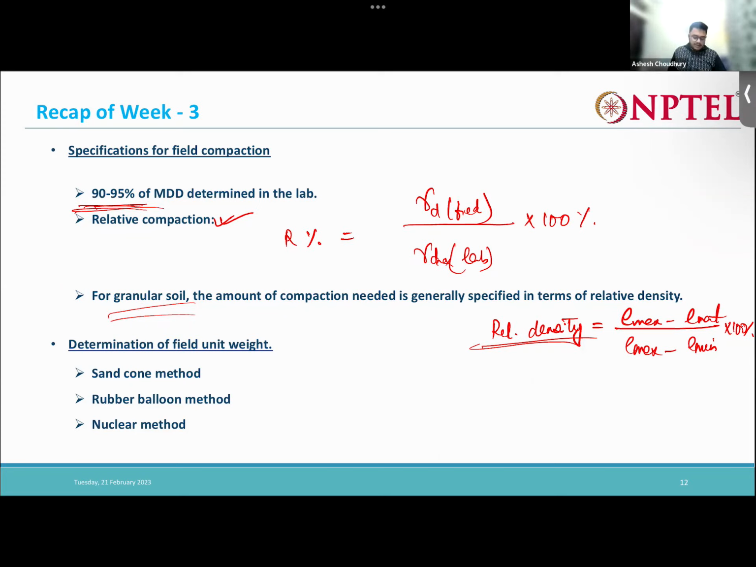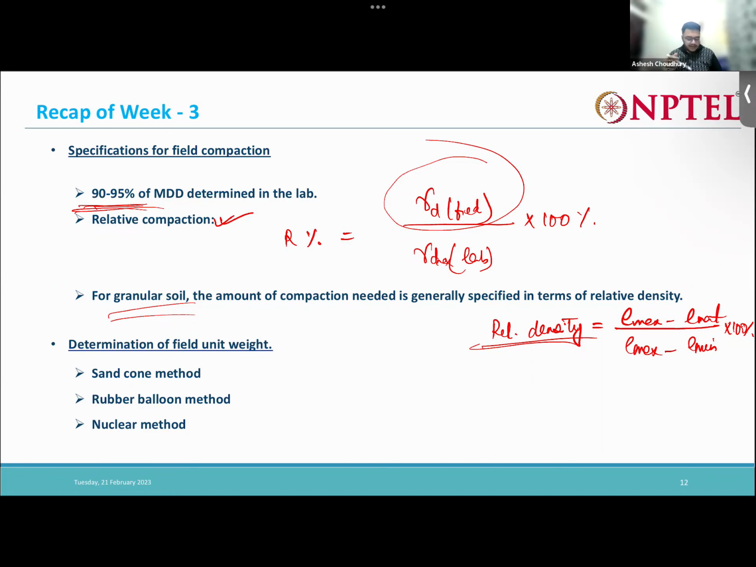Now, how to determine the field unit weight? We need this field unit weight everywhere we are writing. So how will we actually determine it? You do a certain number of passes of the roller, and then you construct the embankment. Now, how will you check what your field unit weight is?